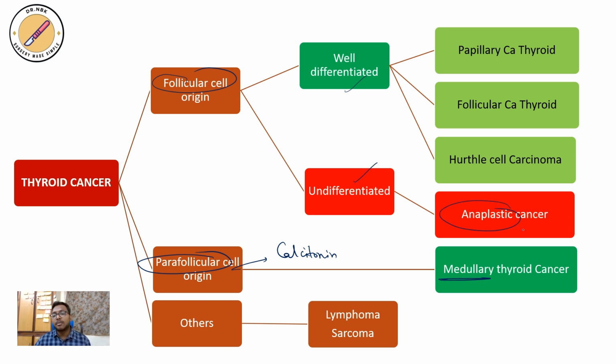I told you anaplastic carcinoma has got the worst prognosis, whereas differentiated thyroid cancer has got good prognosis. Again, this well differentiated has got three types. One is papillary, follicular, Hurthle cell carcinoma. Hurthle cell carcinoma is nothing but a variant of follicular carcinoma where you have oxyphil cells or Hurthle cells in the microscopy. Okay, so the prognosis for differentiated thyroid cancer is good.